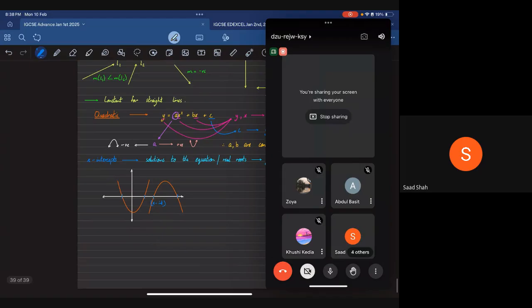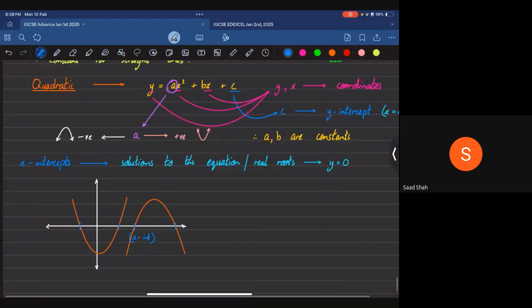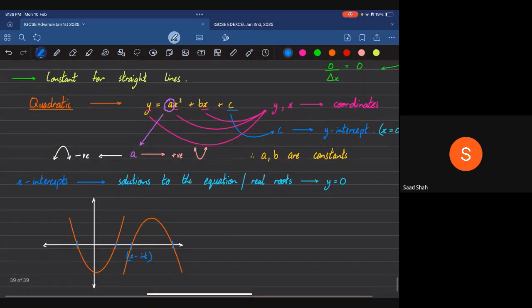Sir, is B important? Not really. B is absolutely useless. Obviously, it is important if you're trying to solve it, but it does not have any significance as C and A do. All right.